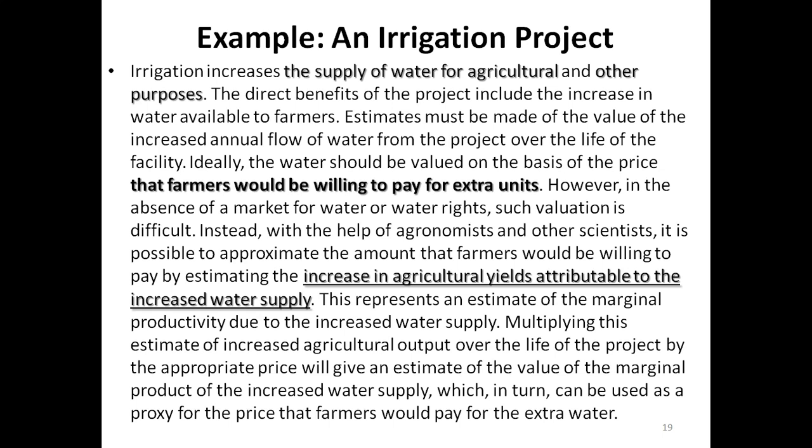Multiplying this estimate of the increased agricultural output over the life of the project by the appropriate price will give an estimate of the value of the marginal product of the increased water supply, which in turn can be used as a proxy for the price that farmers would pay for the extra water.